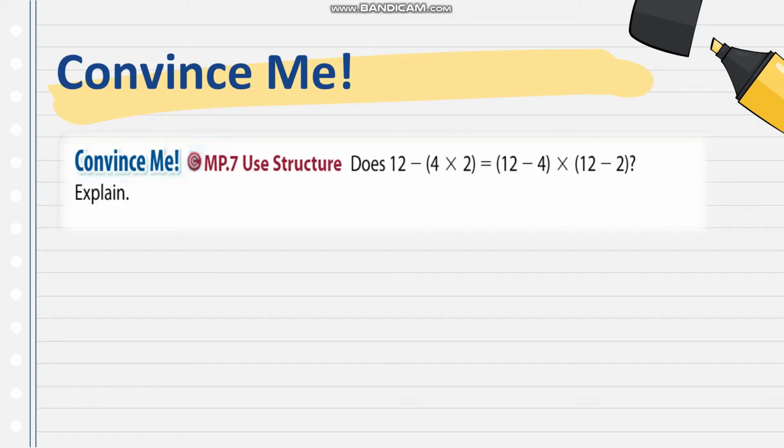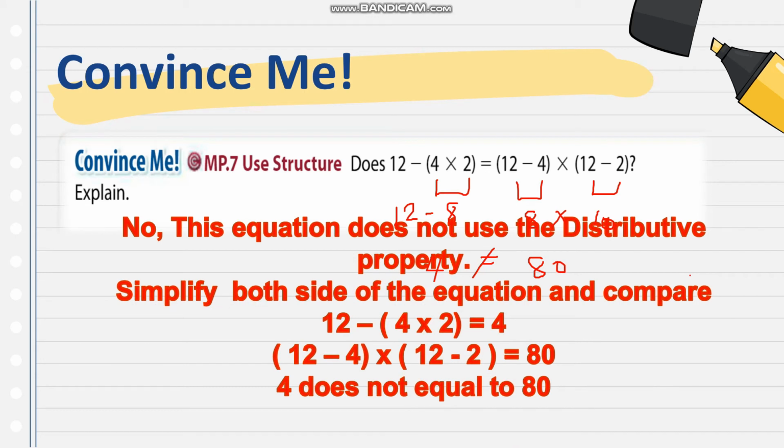Thus 12 minus 4 multiplied by 2 is equivalent to 12 minus 4 multiplied by 12 minus 2? Let's find out. 4 multiplied by 2 is 8, and 12 minus 8 is equivalent to 4. Now, 12 minus 4 is equivalent to 8. Multiply by 12 minus 2, which is equivalent to 10. So 8 multiplied by 10 is 80. Therefore, 4 is not equal to 80. So the answer is no.